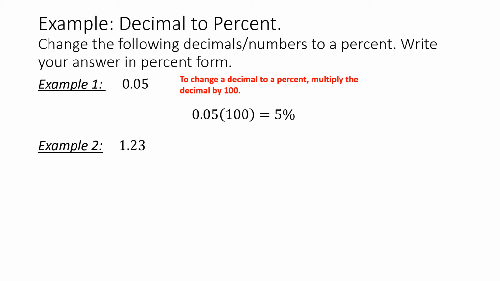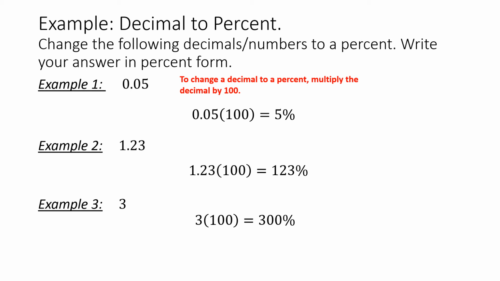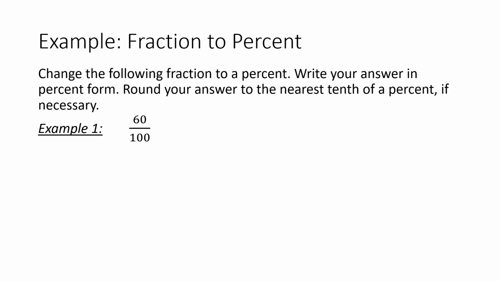Looking at example 2, I'm going to do the exact same thing. Even though it's 1.23, I'm still going to multiply that by 100, and that's going to give me 123%. And then in example 3, even though I have the whole number 3, I still am going to multiply that by 100 to get my percentage of 300%.